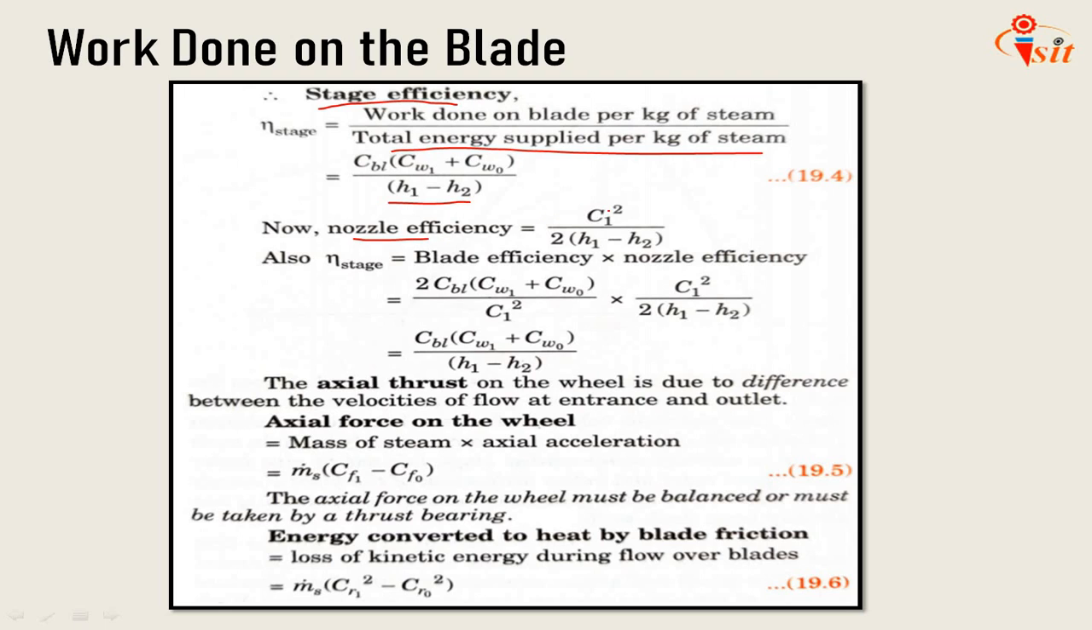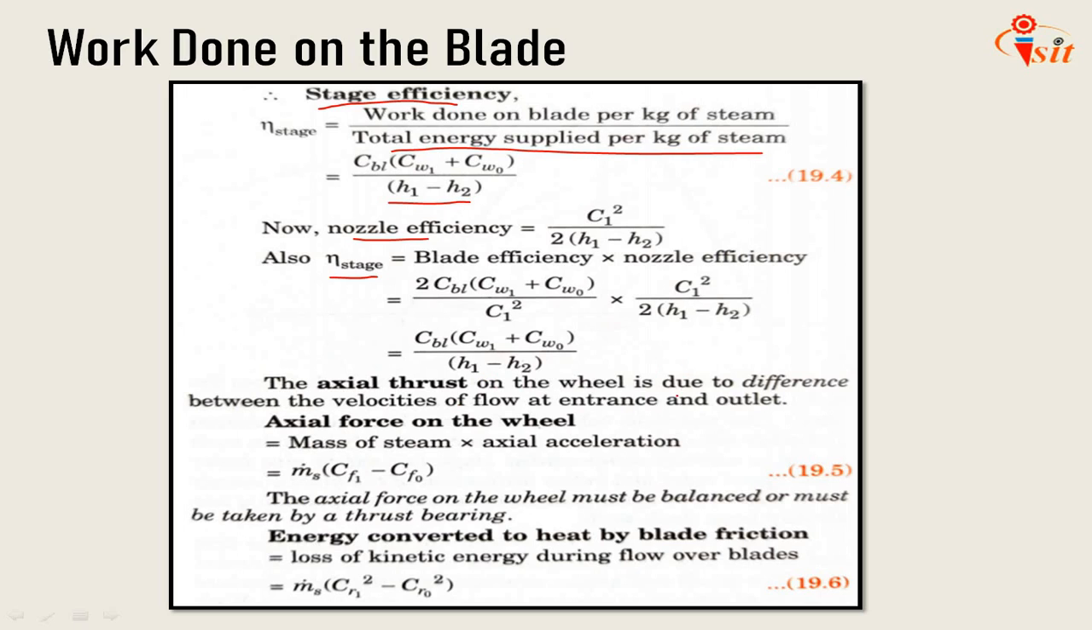Nozzle efficiency will be C1 square divided by 2 (H1 minus H2), that we have already calculated in previous lectures. So the efficiency of the stage will be blade efficiency multiplied by nozzle efficiency. See the relation between the stage efficiency, blade efficiency and nozzle efficiency. Blade efficiency we have calculated: 2 CBL (CW1 plus CW0) divided by C1 square, and nozzle efficiency is C1 square by 2 (H1 minus H2). Multiplying both efficiencies, we get the stage efficiency: CBL (CW1 plus CW0) upon H1 minus H2.